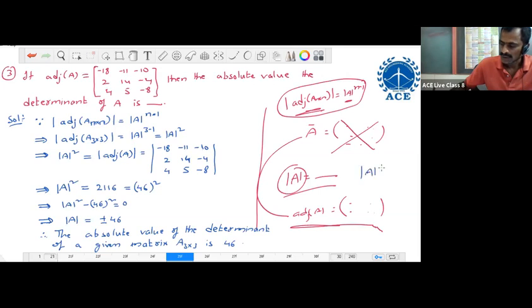Here determinant of A square equals 46 square only. So determinant of A equals plus or minus 46 only. So the possible values are plus 46 and minus 46 only. And the absolute value means plus 46 only. Suppose if we have a complex number like 4i, then absolute value means we take the modulus of this, that is 0 plus i4. For this number, we take the absolute value, that is modulus of 0 plus i4, which means under root of x square plus y square. That is the absolute value.